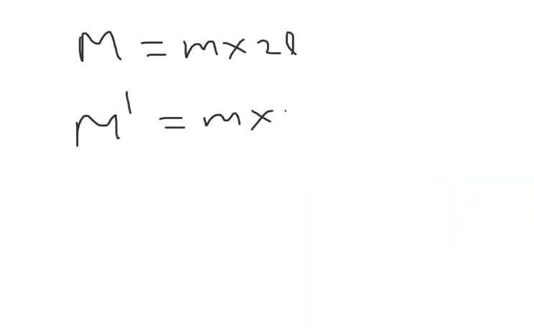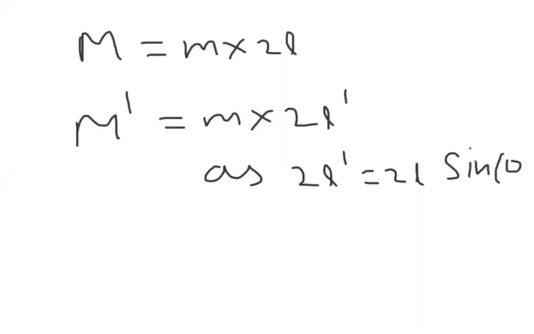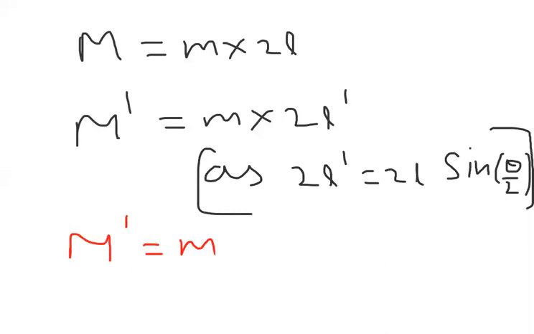Now, what shall we do? Initial magnetic moment is small m into 2L first. Now the new magnetic moment, small m dash, is equal to small m into 2L dash. Just now we discussed that 2L dash is nothing but 2L into sine of theta by 2. From this information, I can write m dash is equal to m into 2L dash, as 2L into sine of theta by 2.